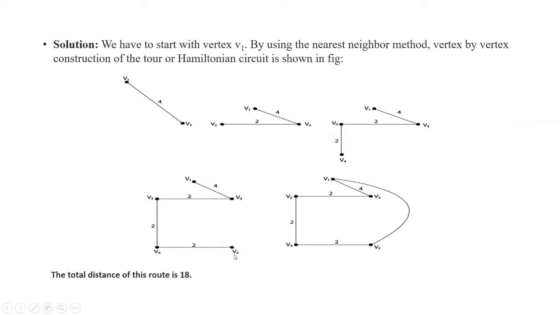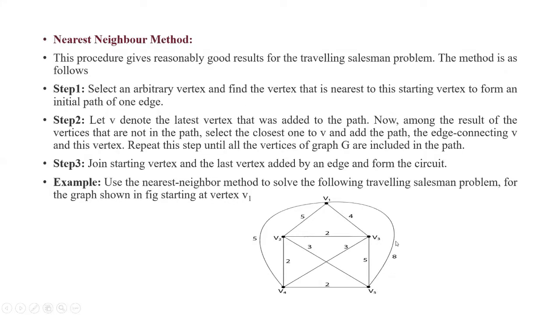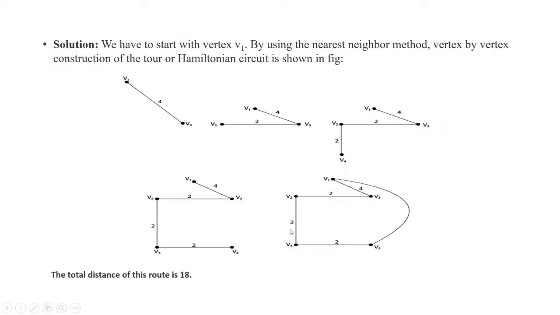In a circuit the first and last vertex must be the same, so we have to find the shortest path from V5 back to V1. From V5 to V1 the distance is 8. So just connect V5 to V1, and this is your Hamiltonian circuit.